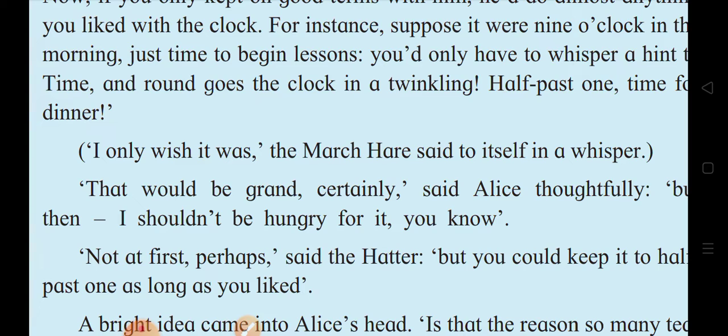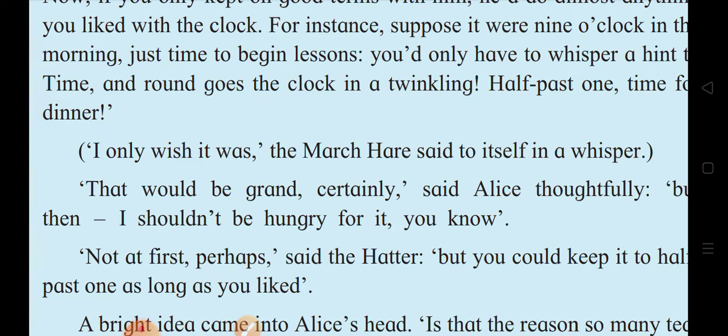For them it is dinner, but actually for us, 1:30 is the lunch time, right? So here this Mad Hatter is just thinking of having food and a tea party. "I only wish it was," the March Hare said to himself in a whisper. So the March Hare, in a low tone to himself, is saying, yes, even I wish to have food at that time. I only wish it was 1:30, and then we can have dinner at that time.